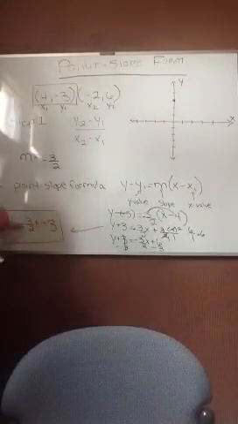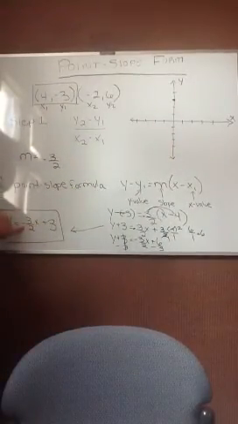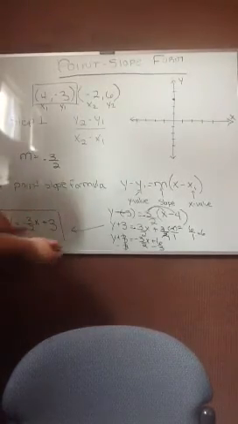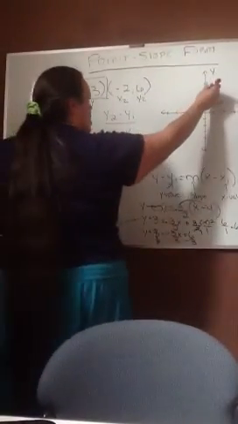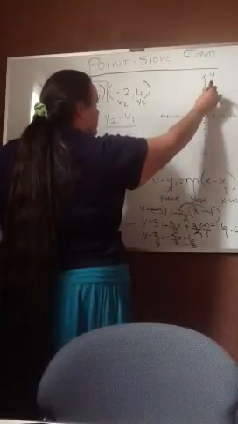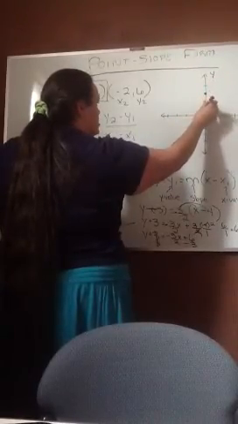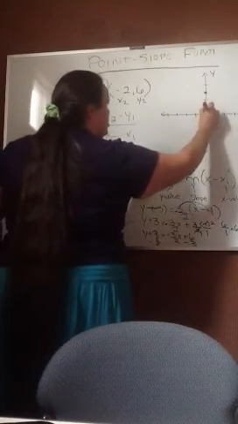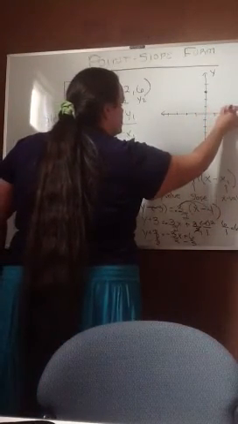Then we're going to use our slope from that first point. So it's a negative 3, which is going to be our rise. So we're going to drop from this point, negative 3, 1, 2, 3, and then over positive 2 according to our denominator, 1, 2.